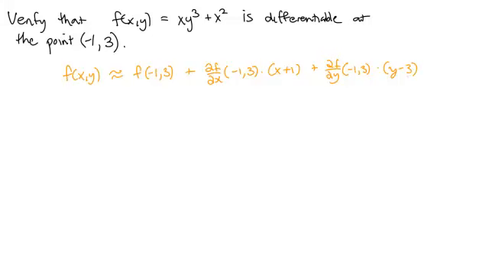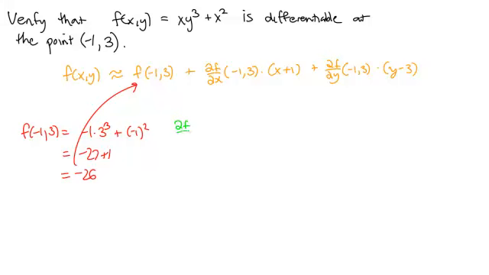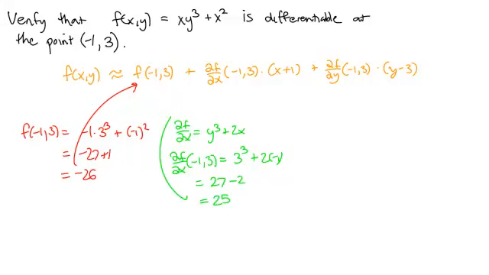So we could work out what this tangent plane is really quickly right here. Well, let's see. f of minus 1, 3 is equal to minus 1 times 3 cubed plus minus 1 squared. That would be minus 27 plus 1, or minus 26. What about del f del x at the point minus 1, 3? Well, del f del x in general is y cubed plus 2x. So at this specific point, minus 1, 3, we're going to get 3 cubed plus 2 times minus 1. So that would be 27 minus 2, which would be 25. That would go right here.